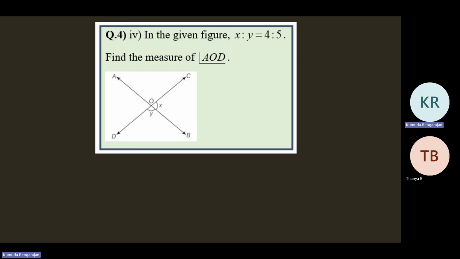In the given figure, x is to y is equal to 4 is to 5. Find the measure of angle AOD, this angle. Now, what can you say about angles x and y? Are they adjacent angles, or complementary angles, supplementary angles, linear pair?